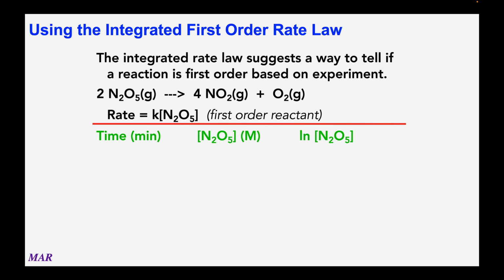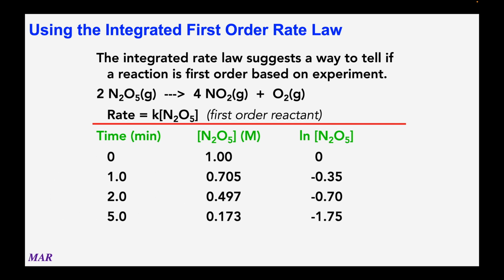You can tell if a reaction is first order based on experiment, which is another thing. Now, most reactions are first order, but not all of them. You also have second order and you have zero order. So if it's first order, rate equals k times N2O5 to the first power. And these are just some different values here. These are values of N2O5 in the second column versus their time in the first column.